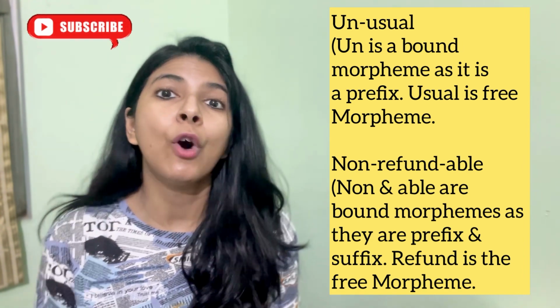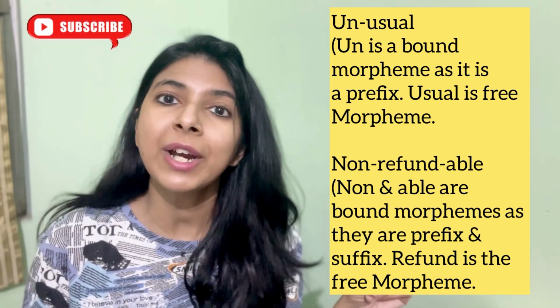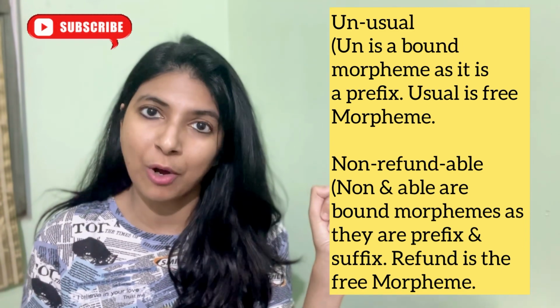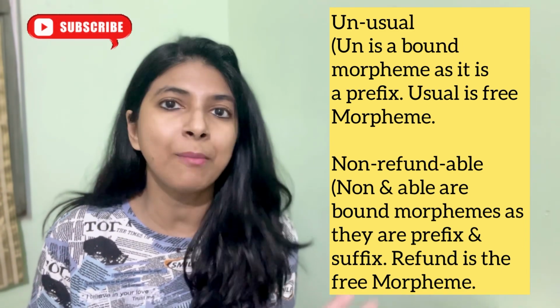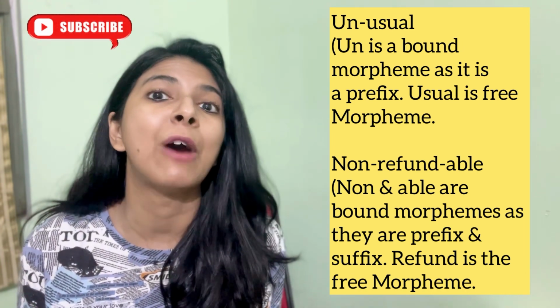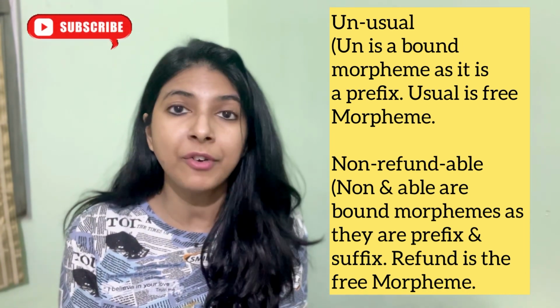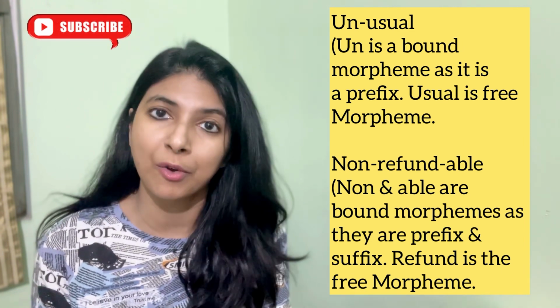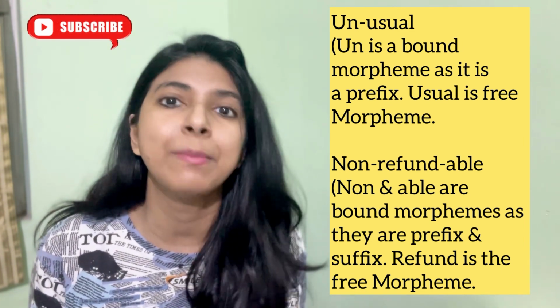Then the word non-refundable. So non is the prefix, it is a bound morpheme. Refund is a free morpheme. Able is the suffix, so it is also a bound morpheme. So in non-refundable, we have two bound morphemes and one free morpheme.